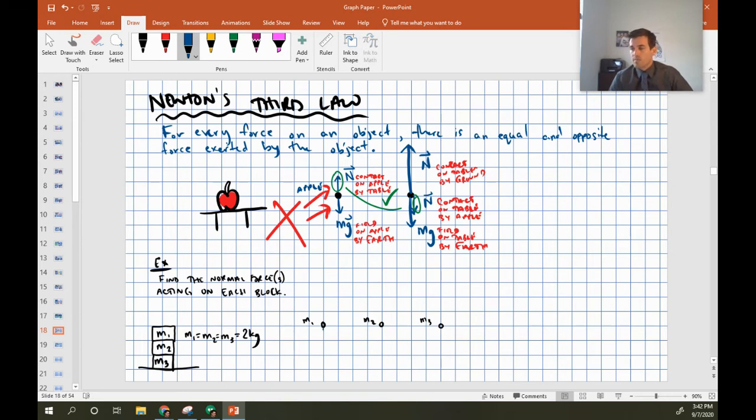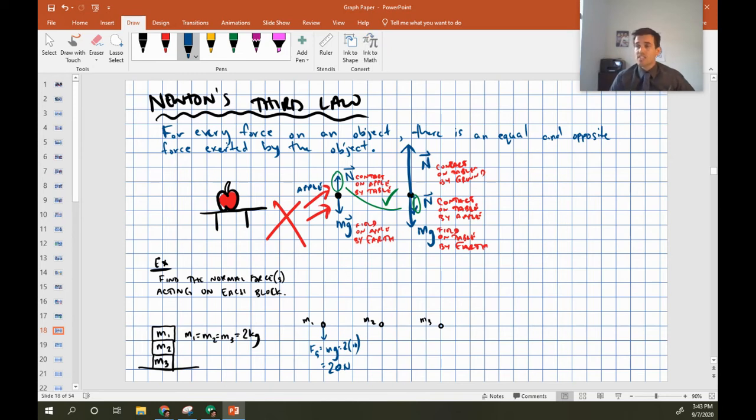So for M1, we're going to have the force of gravity pulling down on here. We know that that's mg, and since m is 2 kilograms and g is 10, this would have to be 20 newtons. That's 2 times 10. 2 kilograms, 10 meters per second per second. So it's 20 newtons down.